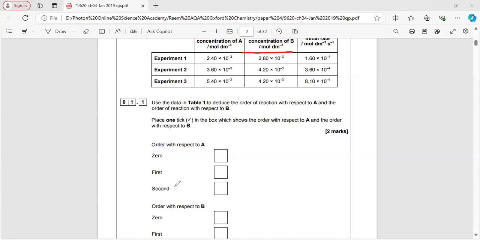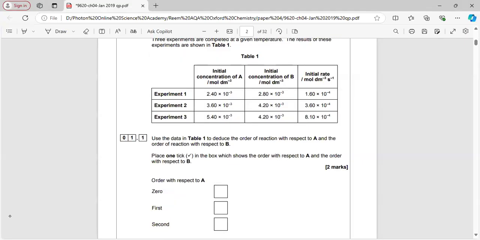Order with respect to A is second, order with respect to B is 0. But how can one prove this? Why is the order with respect to A second? We're going to mathematically prove this. Guys, here you see the concentration of B is constant in experiment number 2 and 3.